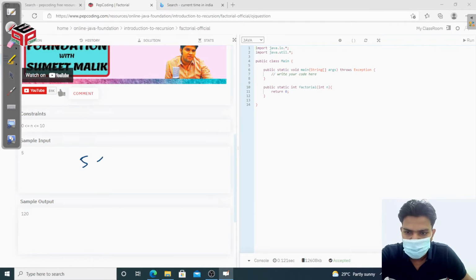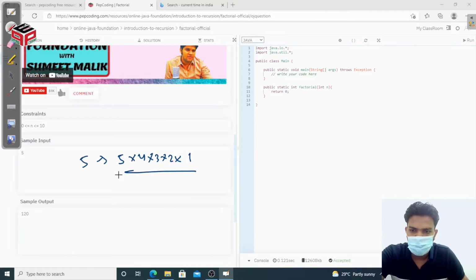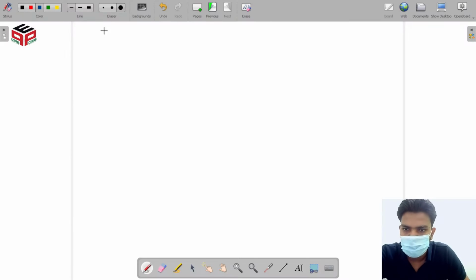When we give 5, we have to calculate 5 cross 4 cross 3 cross 2 cross 1. So what is faith and expectation? You can check it out in my solution. First you should try this question yourself, then come to our solution. I'm going to solve this question using the faith and expectation approach.